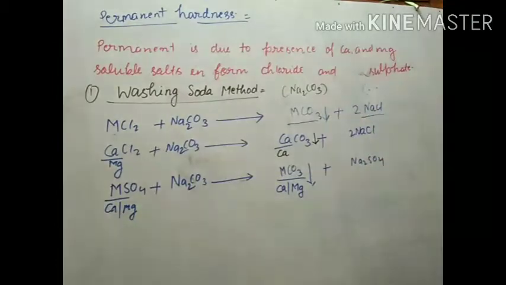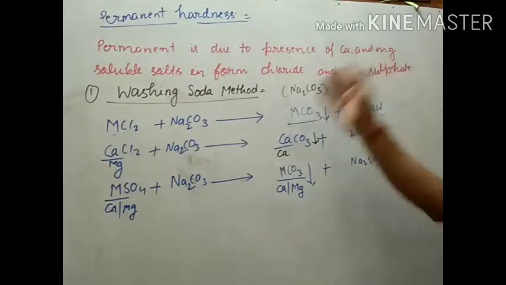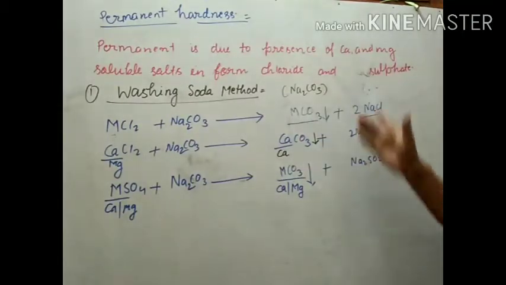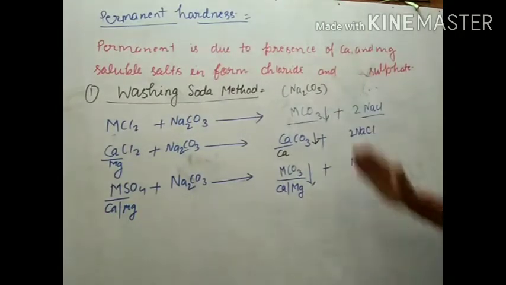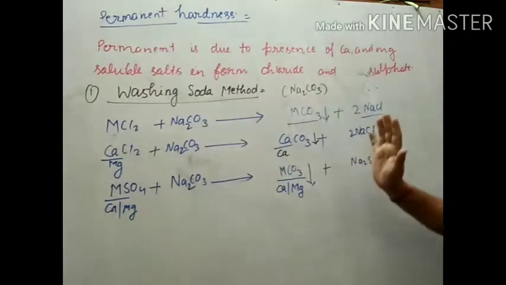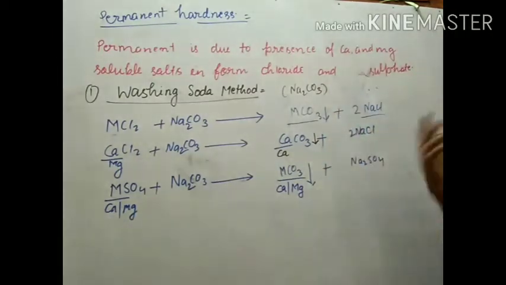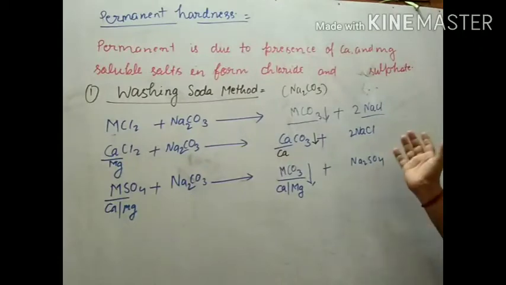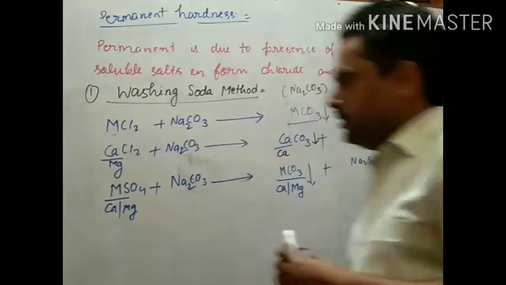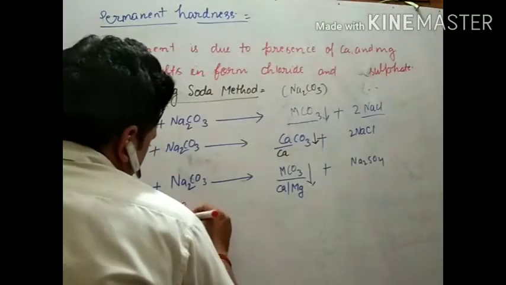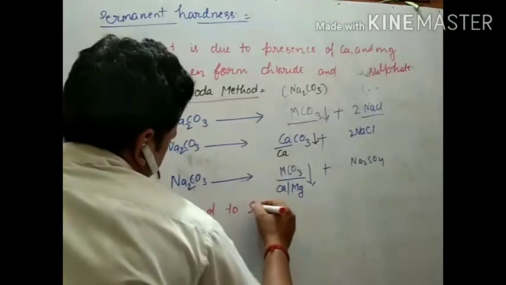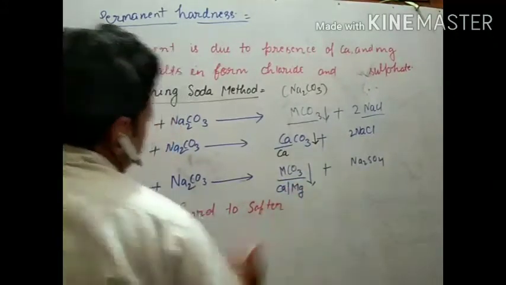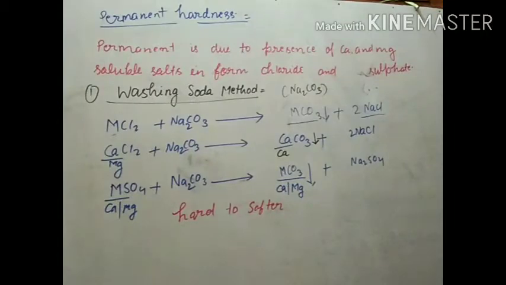These are insoluble, and when we filter the water, the insoluble impurities remain on the filter paper, and by that we separate the insoluble impurities from the water. Finally hard water changes into soft water. So by this first method, hard water becomes soft water, and it can be used for various purposes.